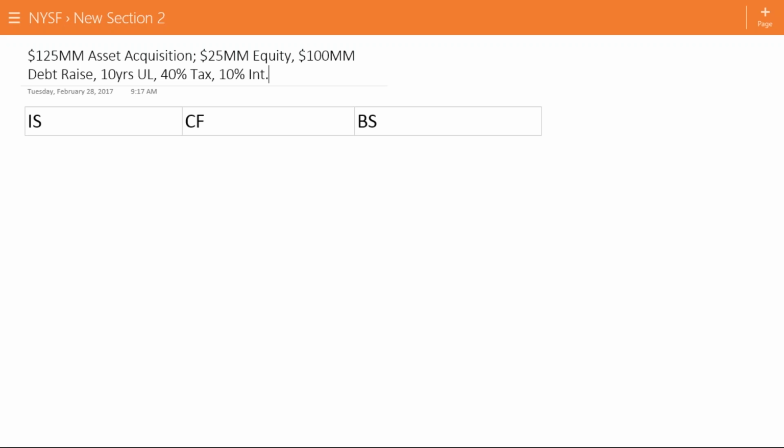So remember, I do not recommend doing all the income statement flows, then all the cash flow statement flows, then all the balance sheet flows, right? Break this up into several transactions. First, you have to raise the equity. Then you have to raise the debt, right? What's the income statement, cash flow statement, balance sheet impact of raising the debt? And there's interest on the debt. What's the impact of the 10% interest on the income statement, cash flow statement, balance sheet?